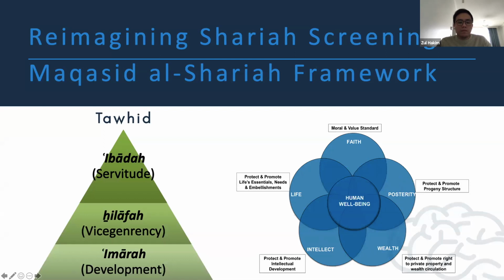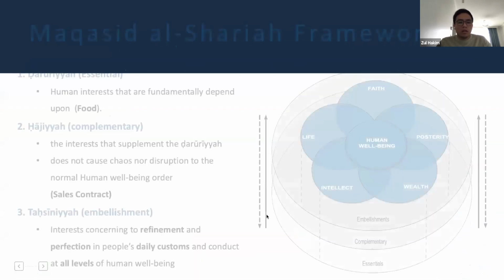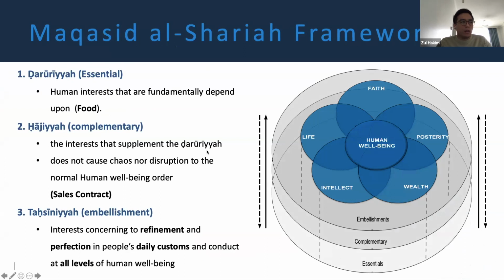However, these 5 pillars of Maqasid Sharia have different degrees to them. It is divided into daruriyah, which is the essential; secondly, hajiyah; and tahsiniyah. I'm not going to go into detail with it, I don't think the time permits it. But in summary, what is daruriyah is what is fundamentally needed by every human being, which is food and stuff like that.